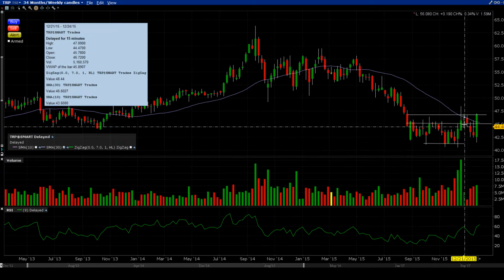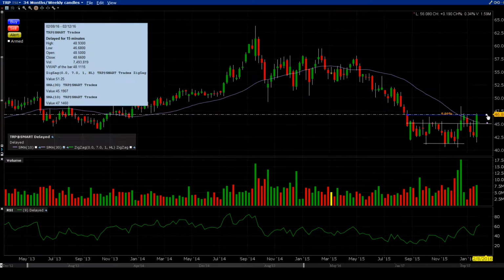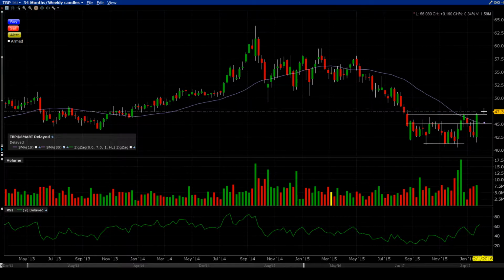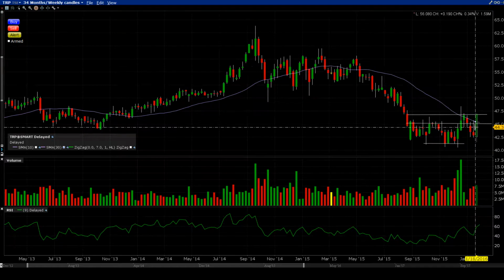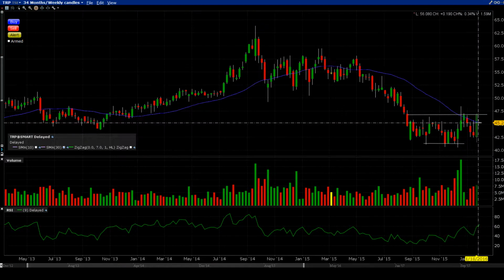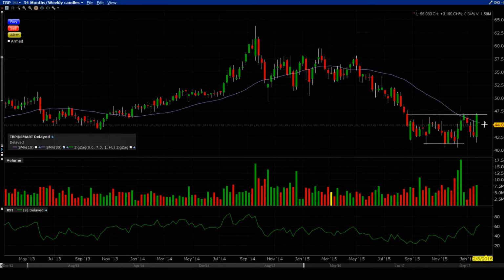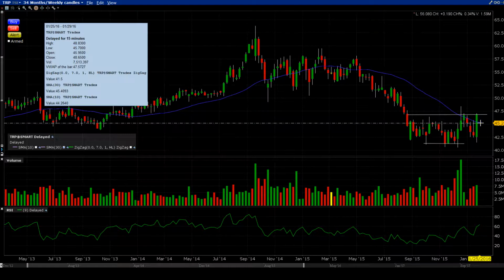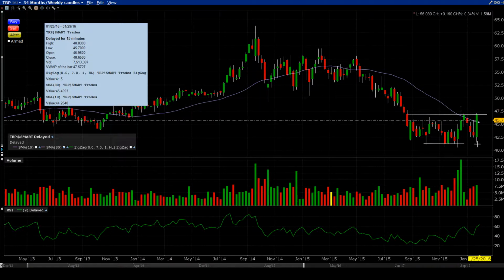Didn't make it. Chart morphs, more candles are added. Now we have a better resistance line here being proven at the 46 about level, almost 47. And this is giving time for the moving average to flatten out even more. And now we have action above. So when we have the breakout, we'll be above the 30-week moving average. It'll be flattening out or going up. And that's what we're looking for.